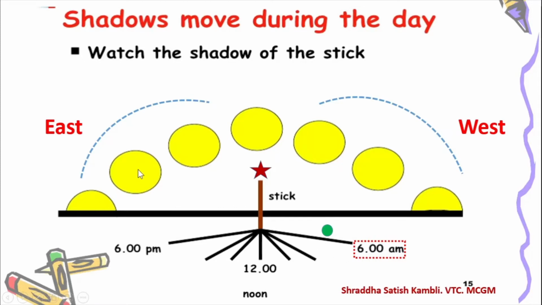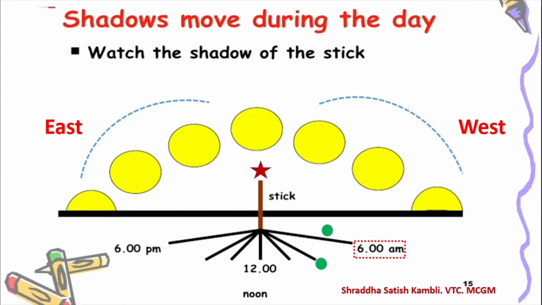Now the sun has gone a little bit higher. See, the sun is here now, and the shadow has also moved towards the west. Can you see? It is moving. Now the sun is going and the shadow is also going in the opposite direction.